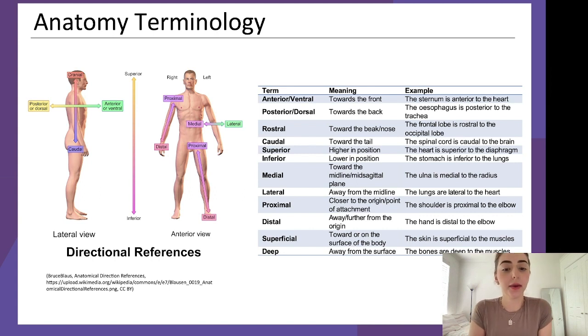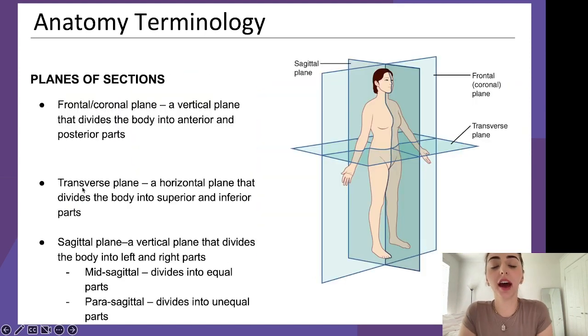Okay. Yeah, cool. Hopefully that all makes sense. If it doesn't, please ask a question letting me know. Oh, and superior, higher, inferior, lower. Okay. The other thing is planes of section.